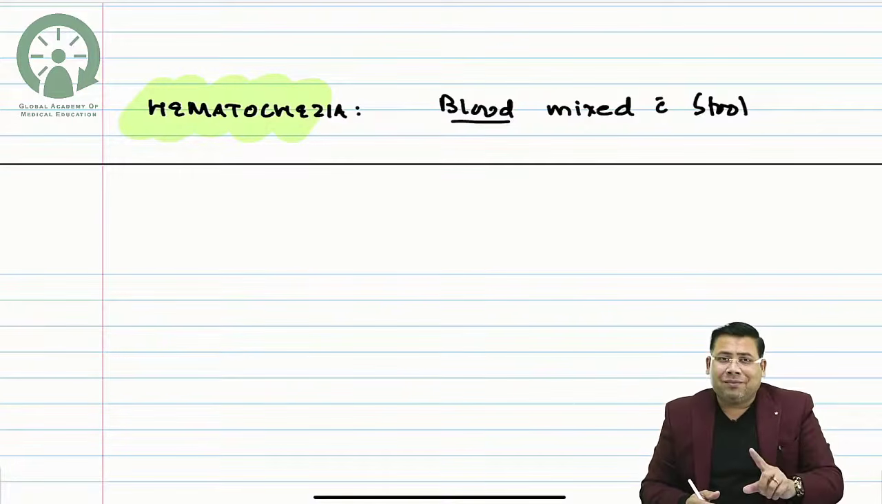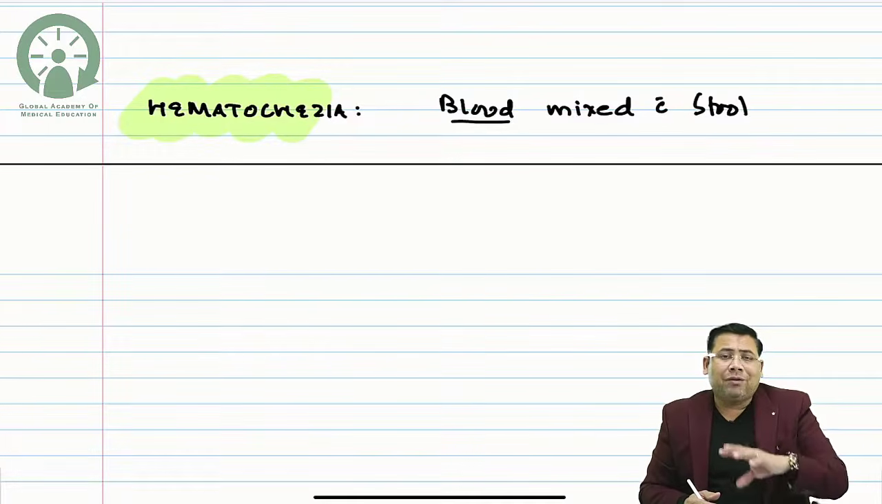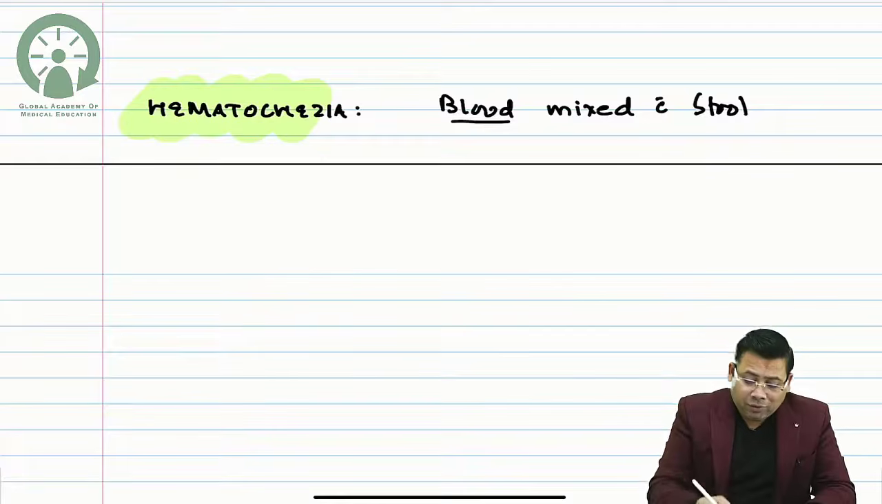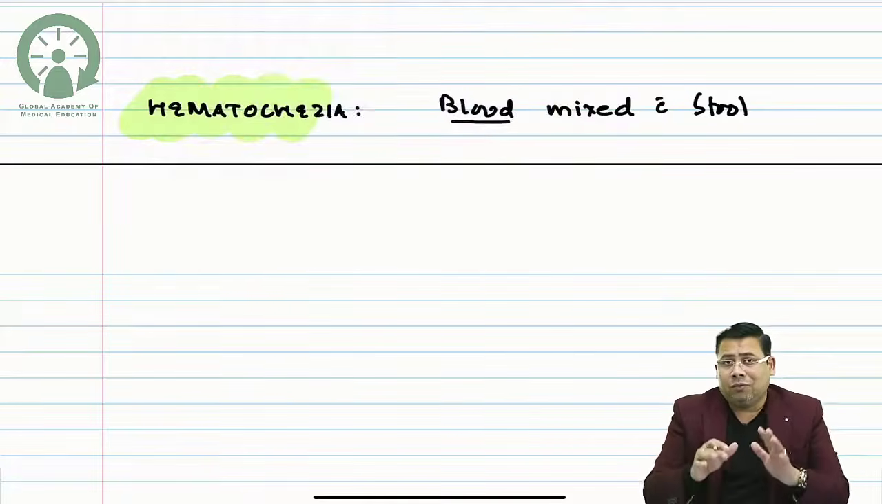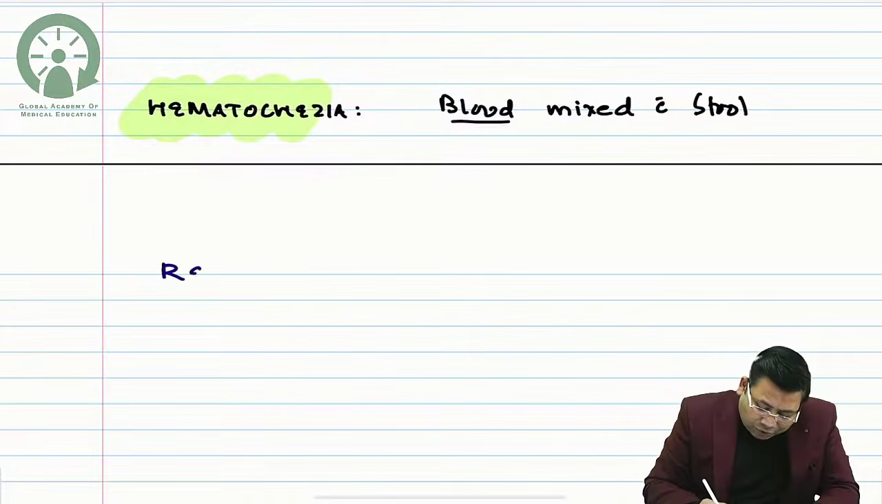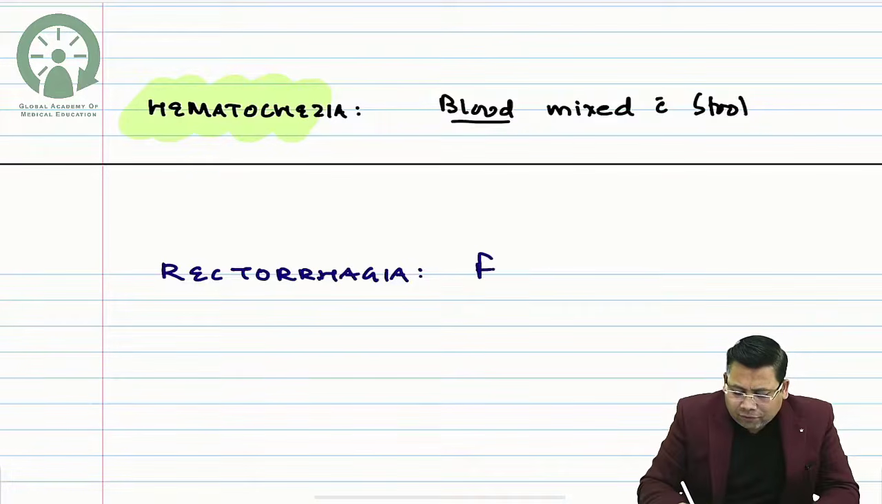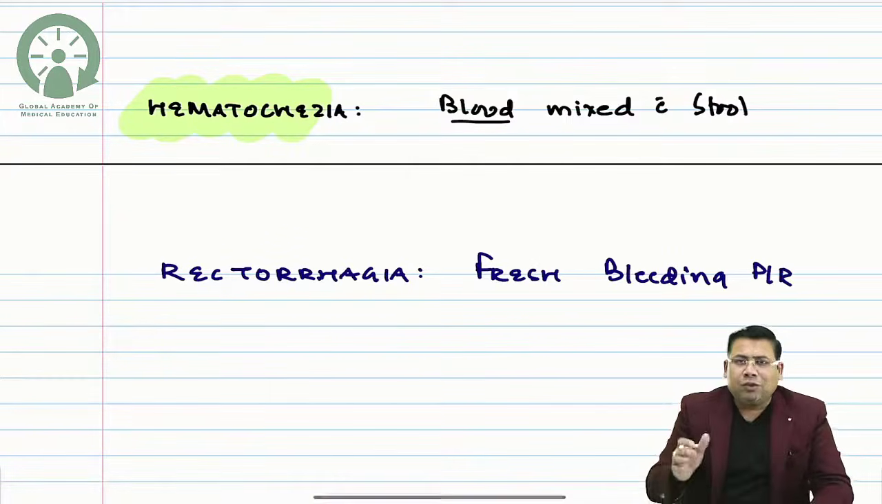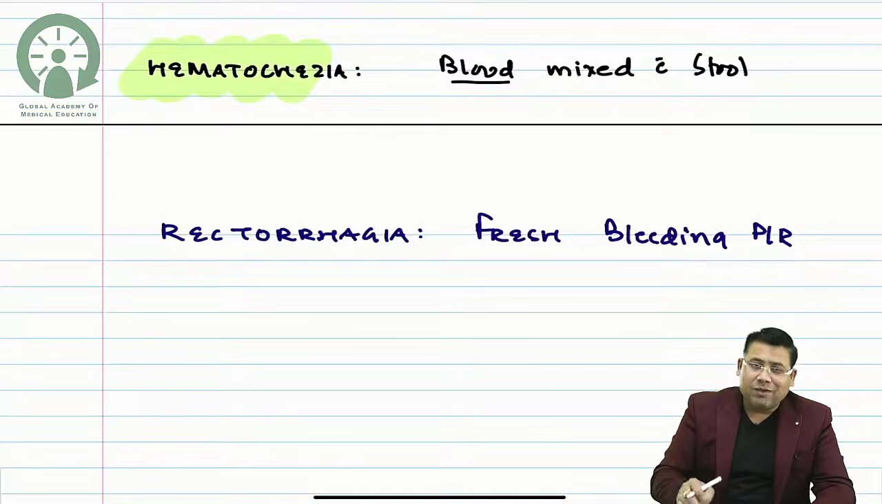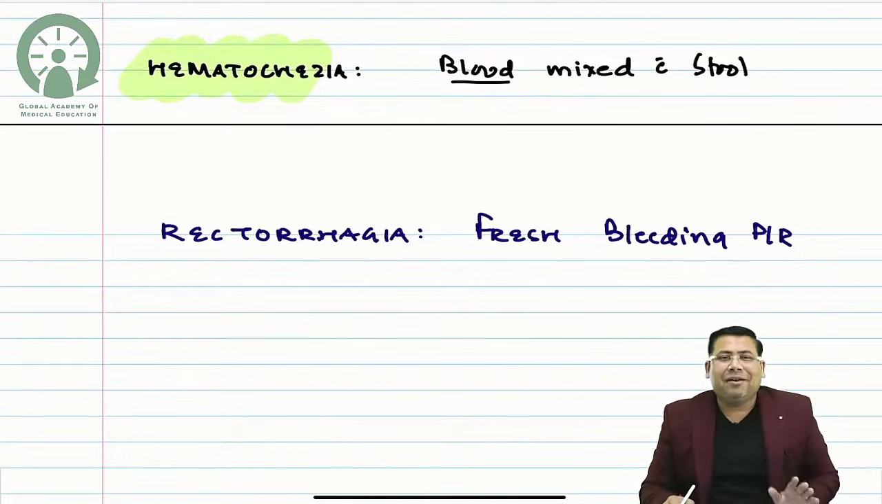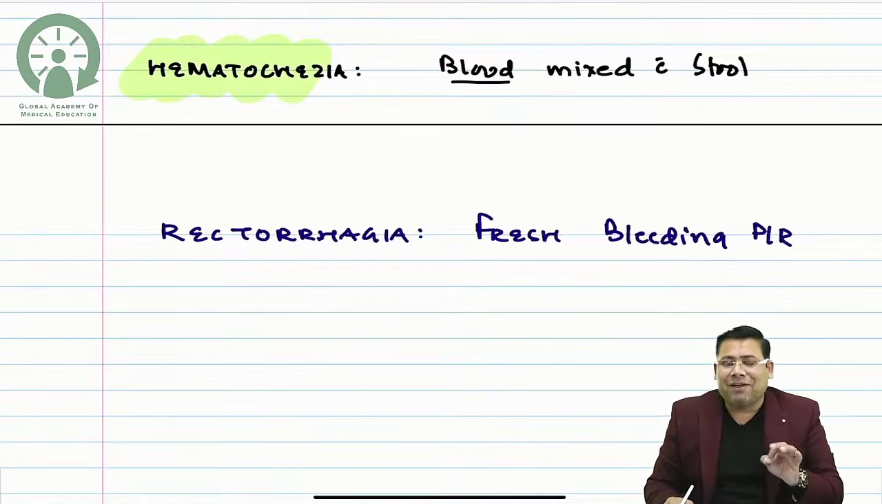Now what is the term that we use for fresh bleeding PR unrelated to defecation, or unrelated to stools? That is known as rectorrhagia. Rectorrhagia is the classical word for fresh bleeding PR, when you don't have any stool admixed with the blood. So hemorrhoidal bleeds are rectorrhagia. This is very, very important.